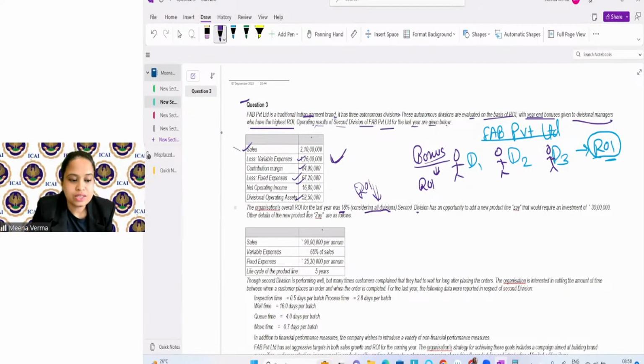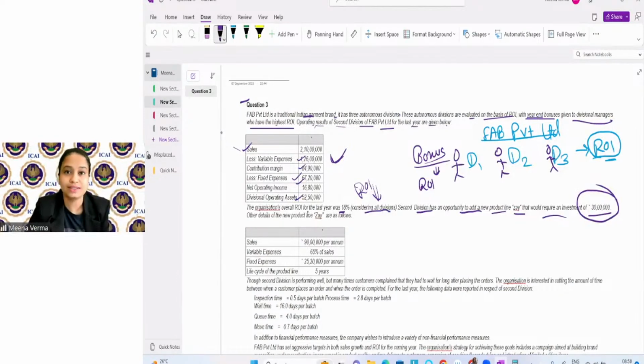All right. The second division has an opportunity to add a new product line Z that would require an investment of 30 lakh. So it is mentioned that the second division of the company has the option to add one more product line, but for the introduction of one more product line, they need an investment of 30 lakh.